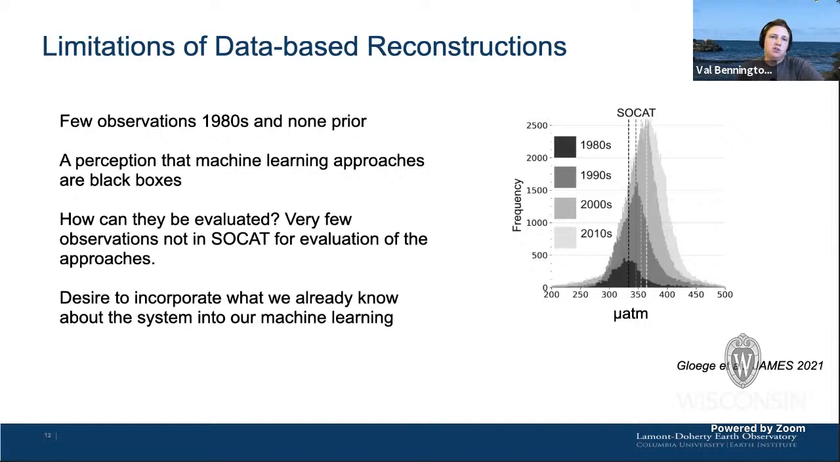There's a perception that machine learning approaches are black boxes. They're harder to interpret. And how can they be evaluated? What you saw in our SOCAT sampling database is that there are a lot of regions of the ocean that have never been sampled. So they don't show up in our training data set, and they don't show up in our test data set. So how well can we know how well they're doing if we've never sampled that area? And we also have a desire to incorporate the physics that we do know about our system into machine learning.